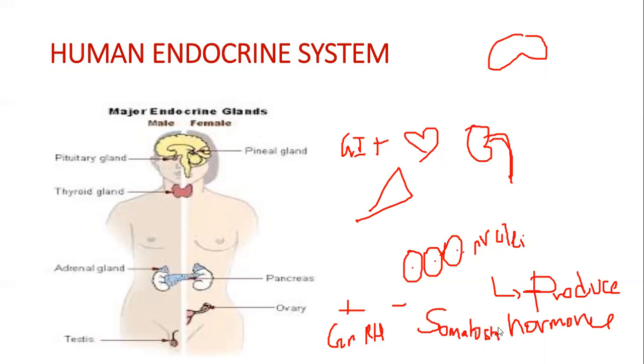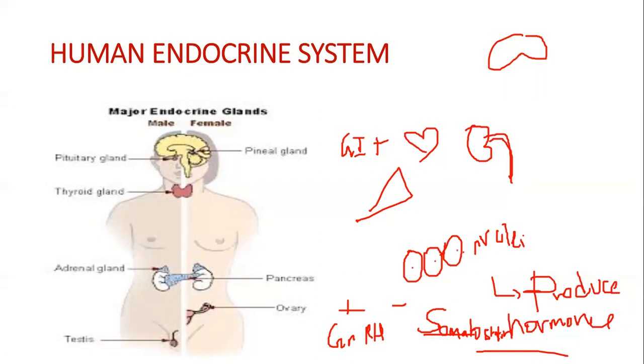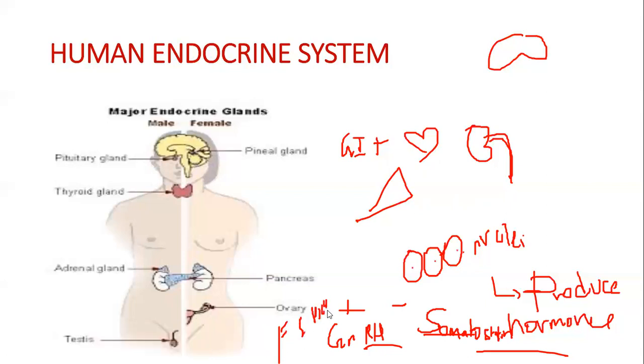Somatostatin: soma means cell and static means to stop. So you can remember inhibiting means there is inhibition. The inhibitory hormone example is somatostatin, and gonadotropin releasing hormone stimulates the pituitary synthesis. The examples are FSH, follicle stimulating hormone, and luteinizing hormone.